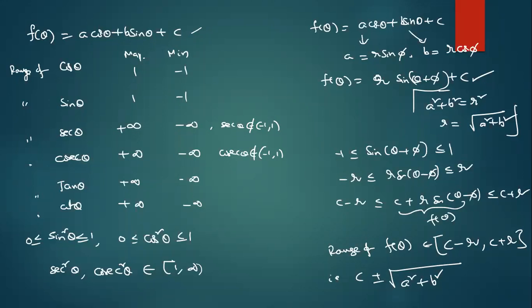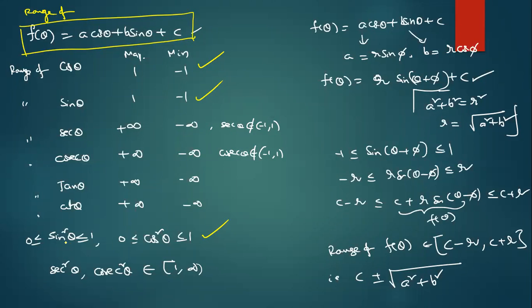Before going to discuss this one, the concept is: range of f of theta. So first of all, what is the range of cos theta? Minus 1 to 1. Maximum is 1, minimum is minus 1. I wrote here, see carefully. Similarly, tan theta, cot theta.